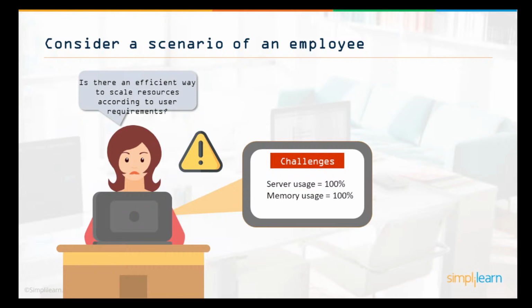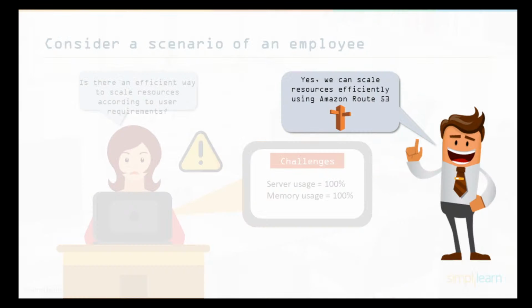Rachel asks, is there any efficient way to scale resources according to user requirements? Since the server usage is 100% and memory usage is 100%, is there a possibility to increase the resources so that the server usage and memory usage can be reduced? The admin says, yes, on AWS, we can scale resources efficiently with the help of the Amazon Route 53 service. Here, if you look at this particular symbol, it is the representation of Amazon Route 53. That's how it looks.